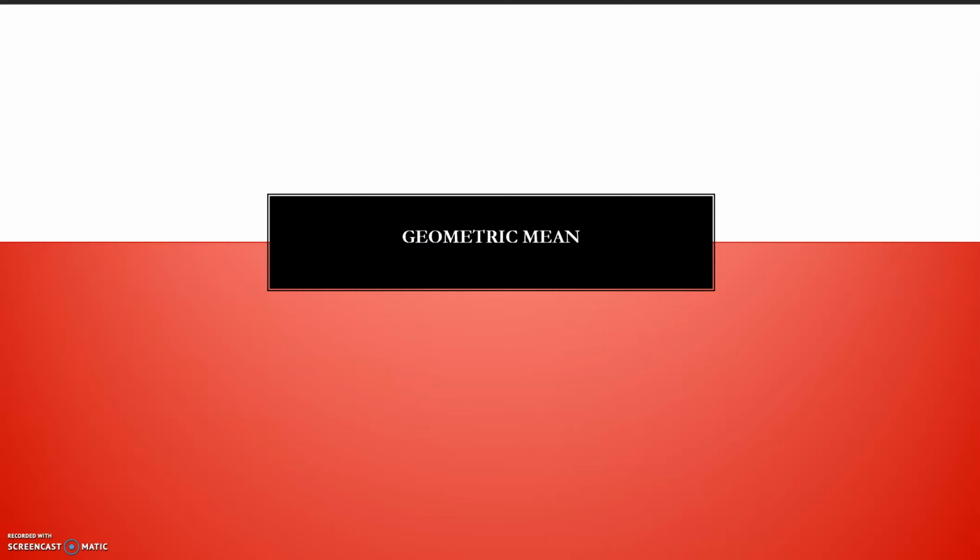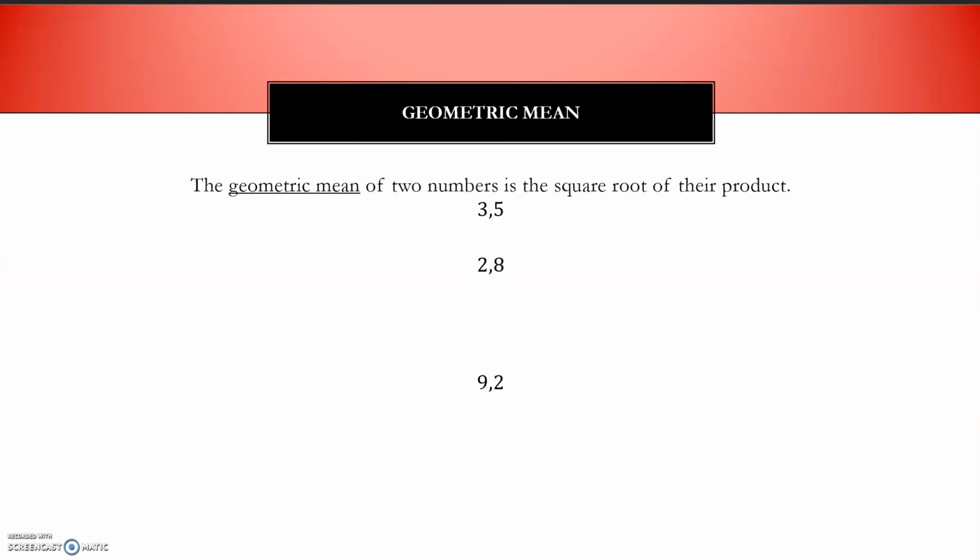Actually very simple, except for the fact we have to work with radicals. The geometric mean of two numbers is the square root of their product. So all we have to do if we have two numbers a and b, when they say the square root of their product, we take their product, a times b, and square root that number. So for example, 3 and 5, I would have the square root of 3 times 5, which is the square root of 15. I can leave it in radical form, or I can make it into a decimal, depending on what I'm being asked to do.